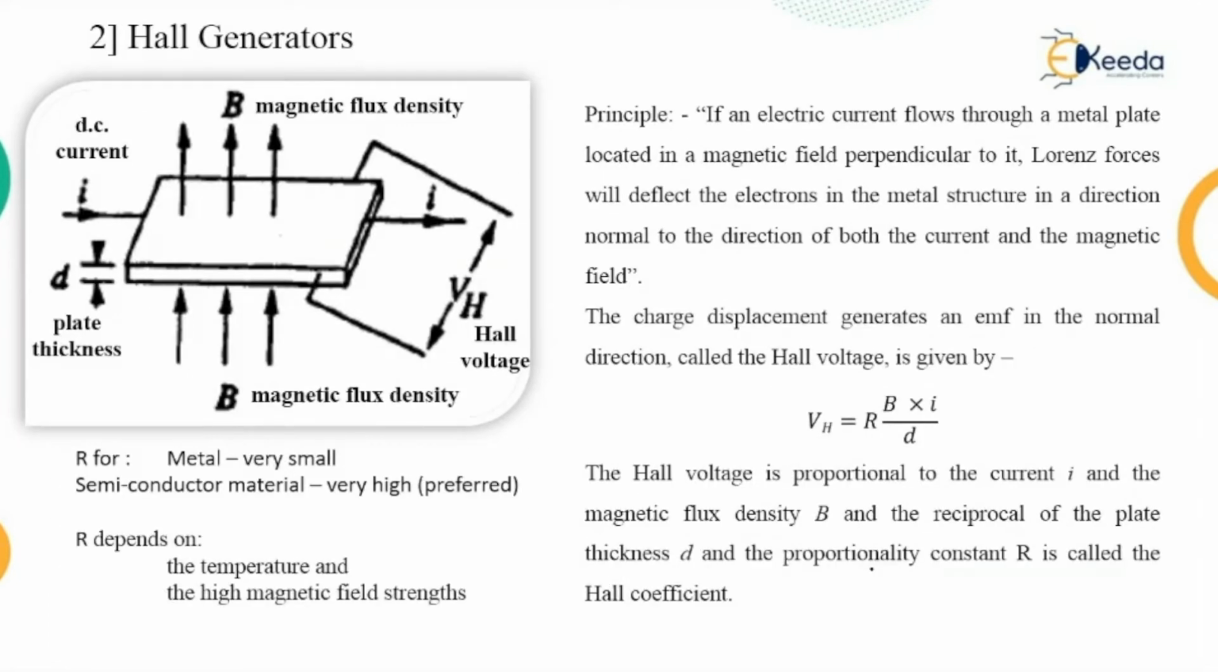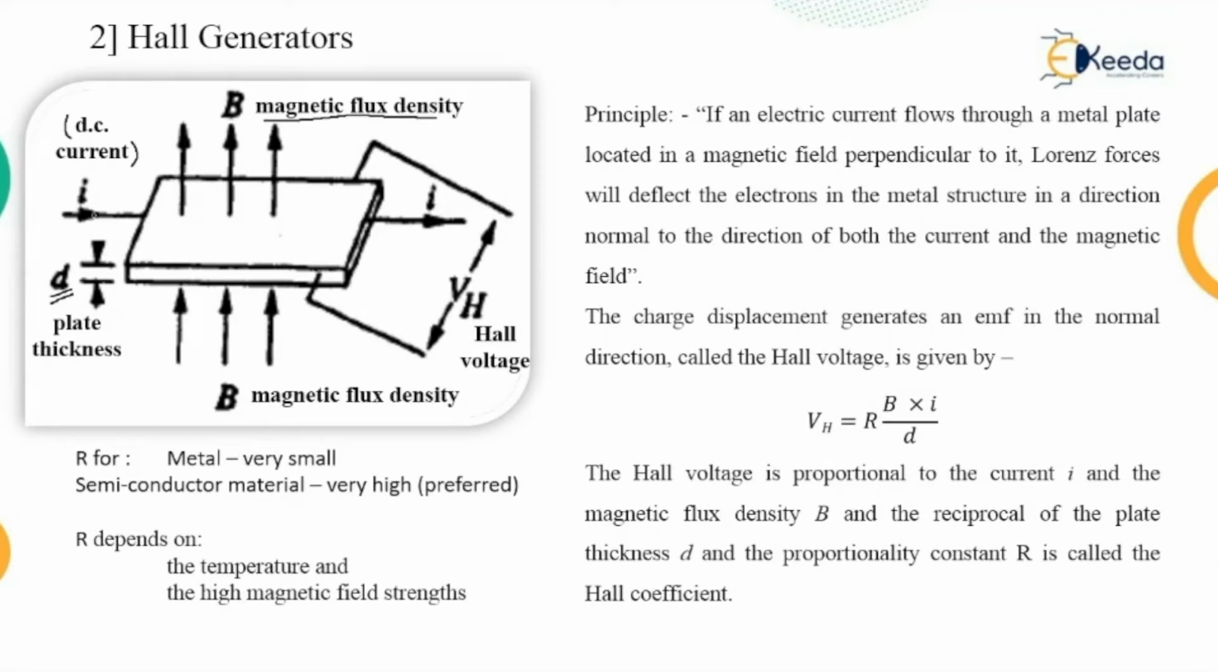There is another method called the Hall generator. The principle which is used in this case is the Hall effect. So you can see a diagram. In this case, this shows a particular piece of metal and a magnetic flux density perpendicular to it. The width of that plate, that is the thickness of that plate, is small d. A DC current passes through this plate.